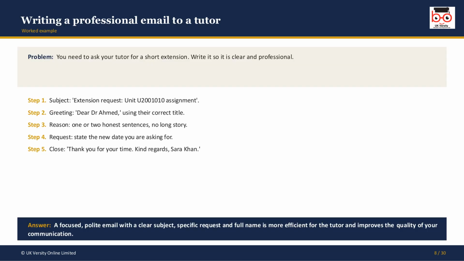Let's write a professional email, say, asking your tutor for a short extension. Give it a clear subject line, like extension request, Unit U 2001-01 term assignment. Open with a proper greeting using their correct title, Dear Dr. Ahmed. Give your reason in one or two honest sentences, with no long story. Then state the specific new date you're asking for. Close politely with your thanks and your full name. A focused, polite email like that is easier for the tutor and reflects well on you.